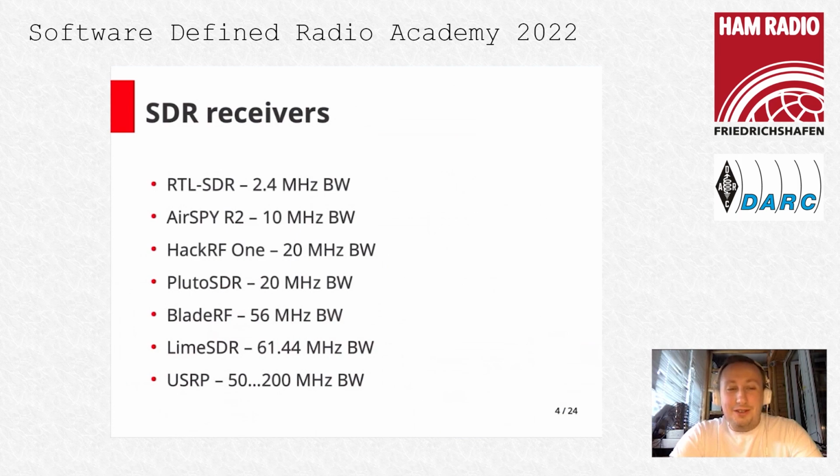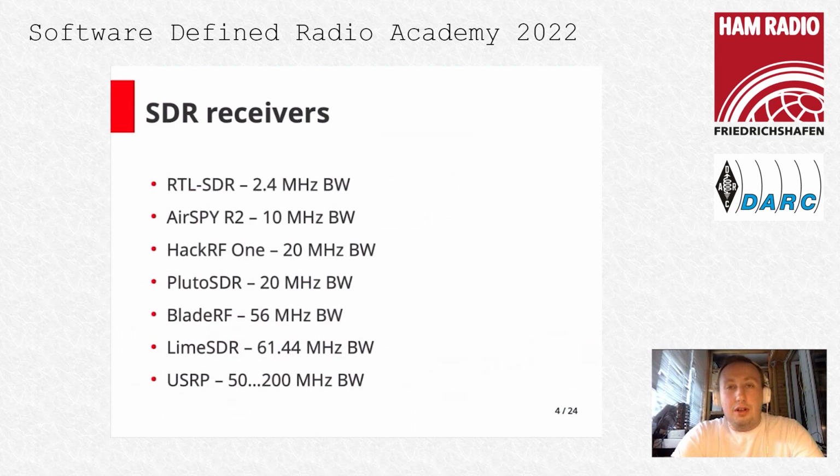And the last one is USRP from Ettus Research. This is a really great device. It's perfect for lab usage, but it costs a lot, starting from $2,000 and up to $20,000. Yeah, this is an enormous price, but you can get up to 20 megahertz of bandwidth, so you can receive almost anything.